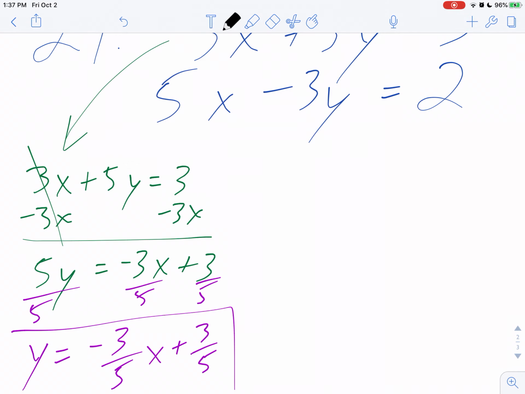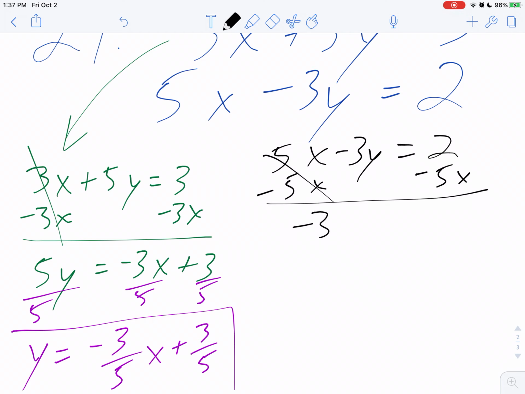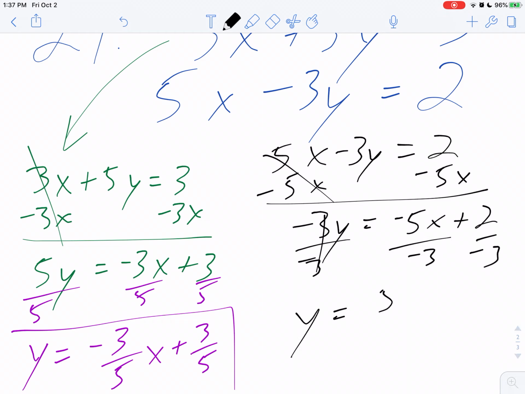But then for this other equation, we're going to do the other equation as well. I'm going to subtract 5x. That gives me negative 3y equals negative 5x plus 2. Divide by negative 3. That gives us 5/3 x minus 2/3. Now we need to compare those slopes to make a final decision here.